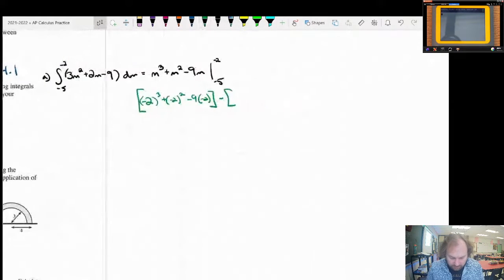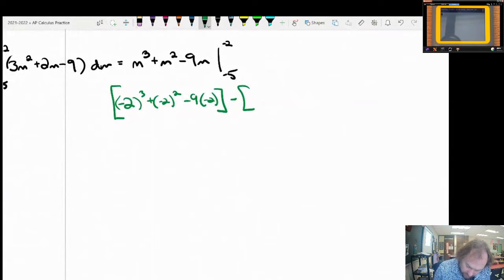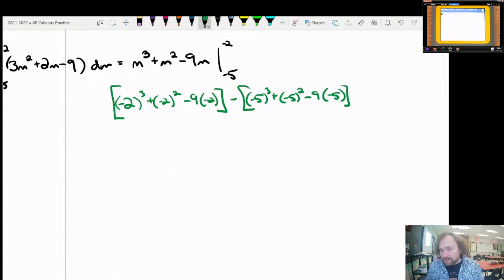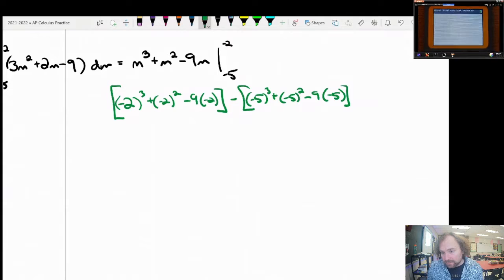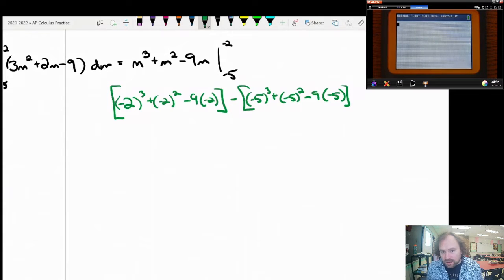Let me zoom in on this part a little bit because it's going to get a little hairy. -5 to the third power plus -5 squared minus 9 times -5. There's a lot of negatives involved here, a lot of stuff. At this stage, I'm just going to go to the calculator for this one.